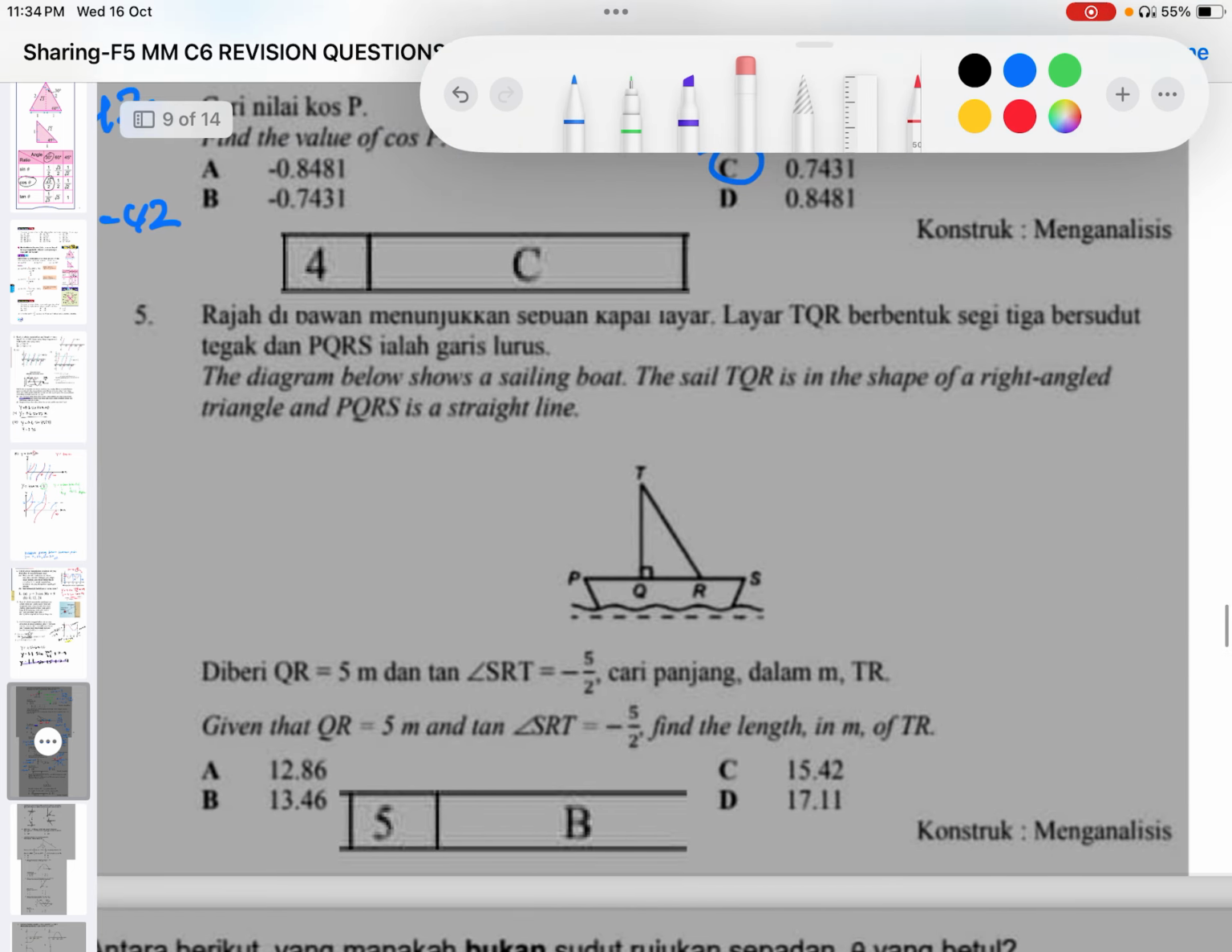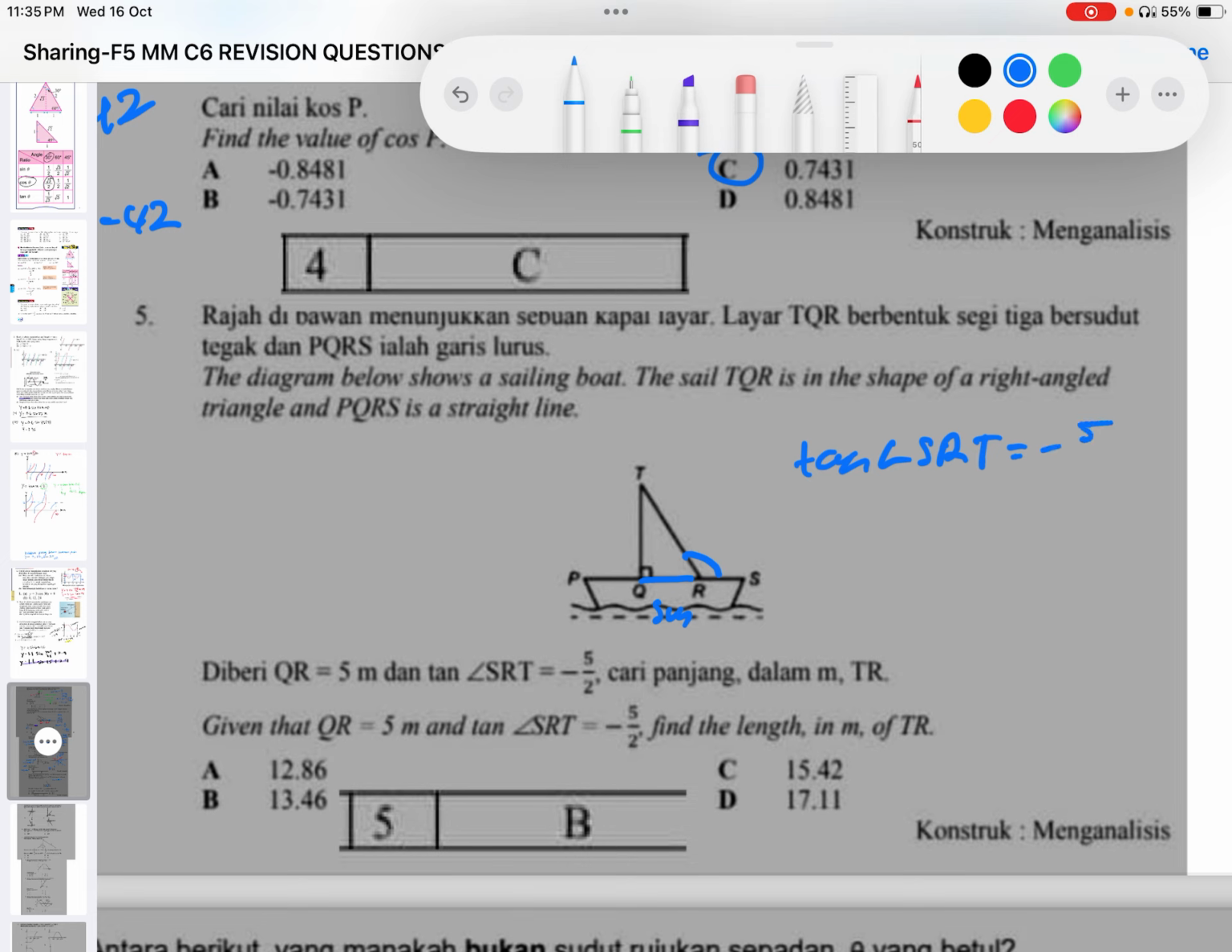Seterusnya kita ada satu boat, sailing boat. The sail TQR is in the shape of a right angle triangle and PQRS is a straight line. Given that QR is equals to 5 meter, tangent SRT is going to be negative 5 over 2.